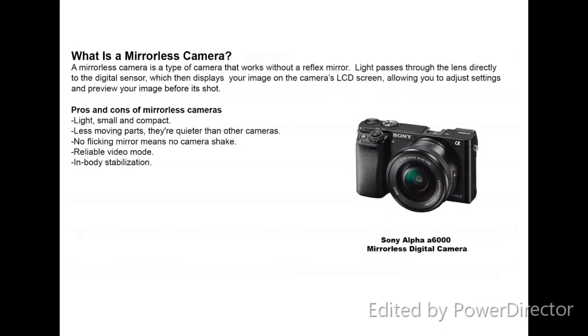Next, what is a mirrorless camera? A mirrorless camera is a type of camera that works without a reflex mirror. Light passes through the lens directly to the digital sensor, which then displays your image on the camera LCD screen, allowing you to adjust settings and preview your image before it's shot. And here is the example of a mirrorless digital camera.